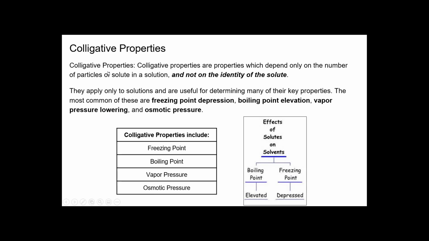Colligative properties. In your quiz, there's a question about colligative properties, so I need to address it. Colligative properties are properties which depend only on the number of particles in solution, not on the identity. That's the definition. A few things go with this: freezing point depression, boiling point elevation, vapor pressure lowering, and osmotic pressure. In this lab, we're only dealing with freezing point, but these are the 4 properties that go with colligative properties.